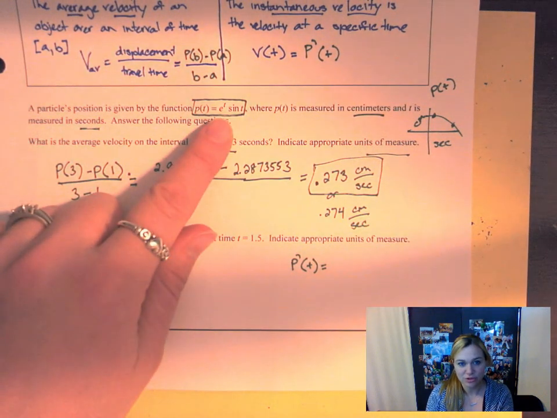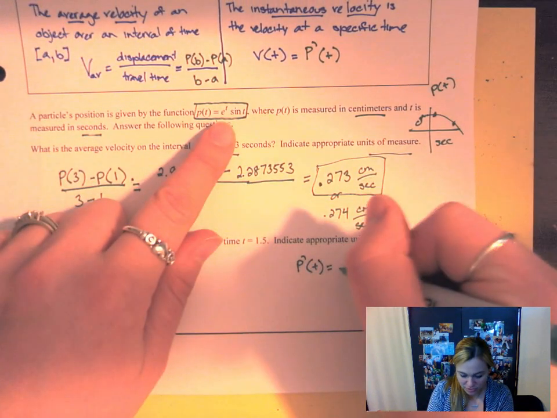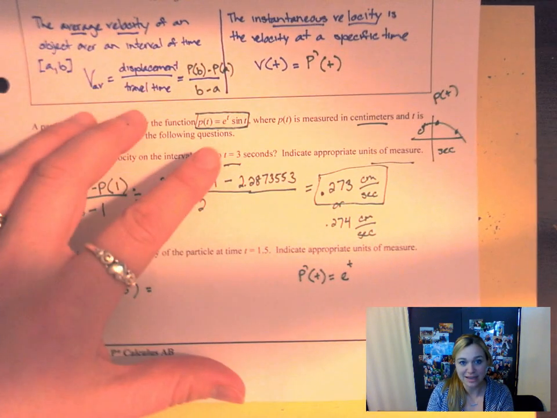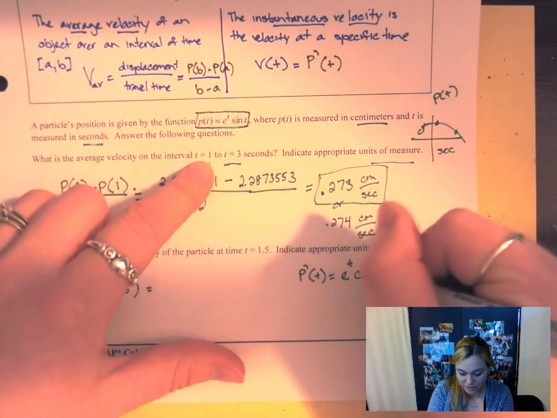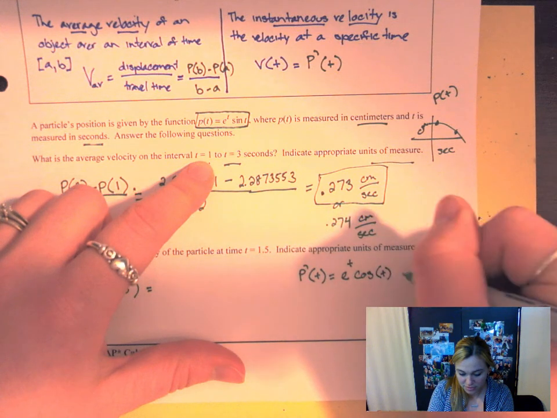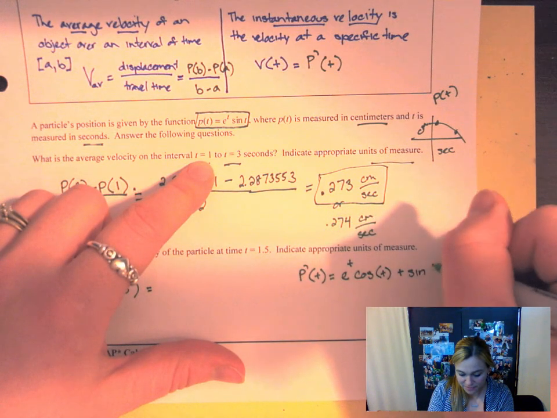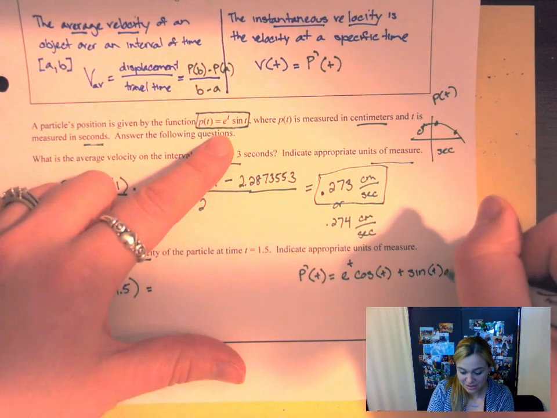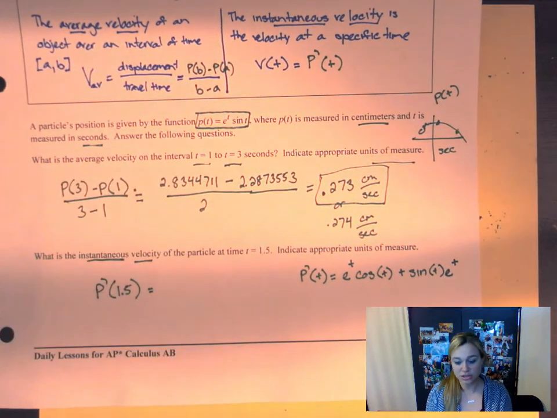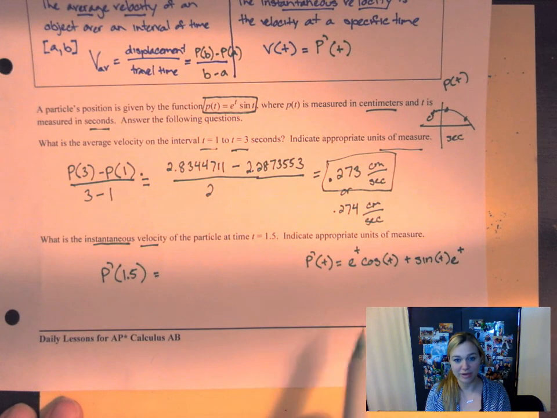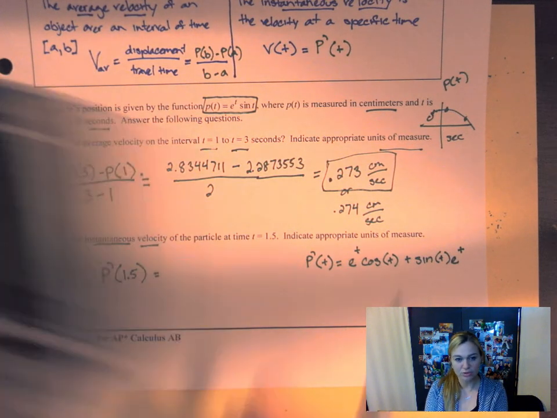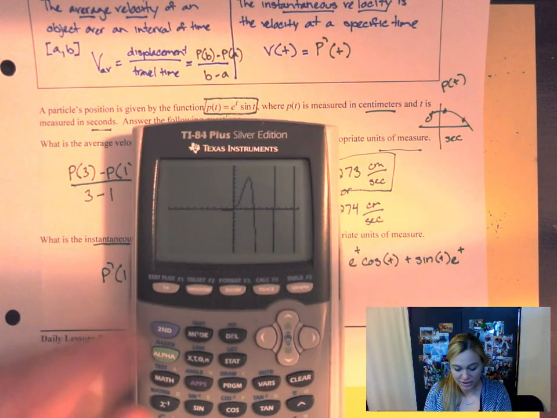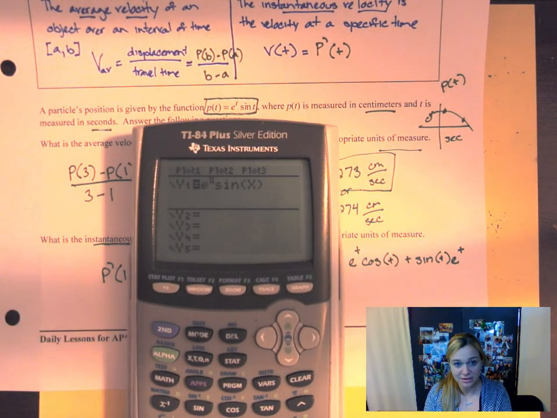We do the product rule. What's the product rule? First, the derivative of the second, the derivative of sine is cosine, plus the second times the derivative of the first. The derivative of e to the t is just e to the t. So you could do this and then substitute in 1.5 to your calculator. Or just to remember, the other way that we could do this is if I go to my graph, I've already got this original function of p of x in there.